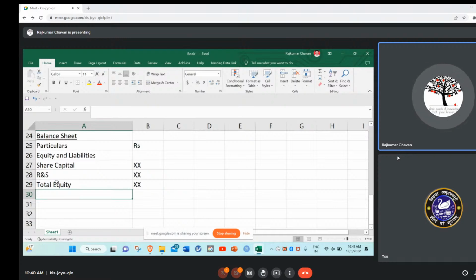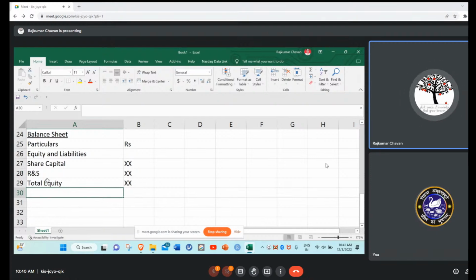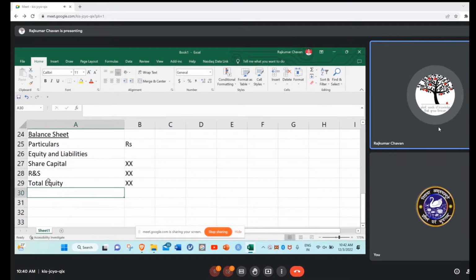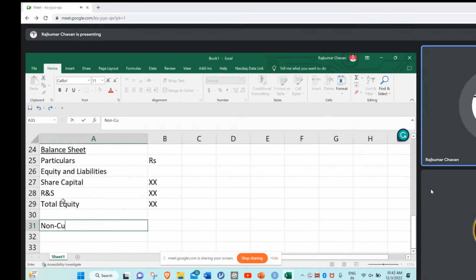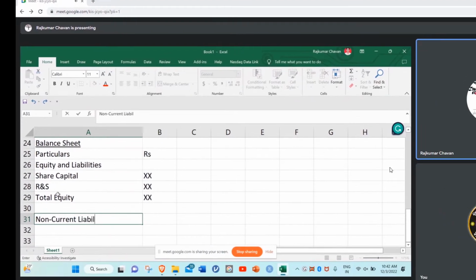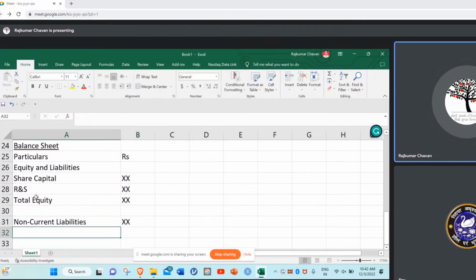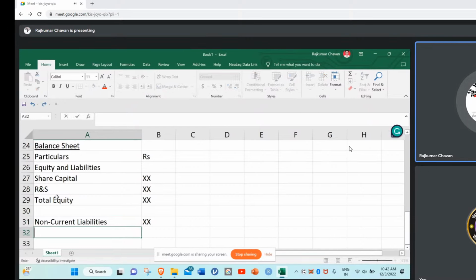Now, equity is one source of funds for the business. What is the other source? Debt is the other source. How many types of debt are there? Two types. Total debt we can divide into two categories: non-current liabilities and current liabilities. So after total equity, we will leave one line here and start with non-current liabilities. Then we get total non-current liabilities. Then we will take current liabilities.